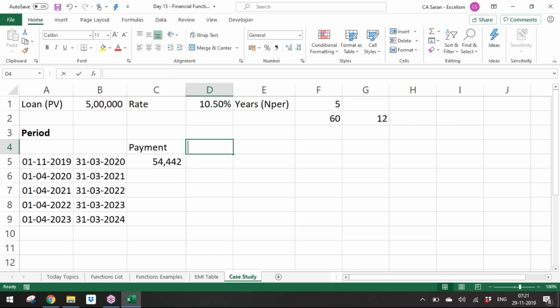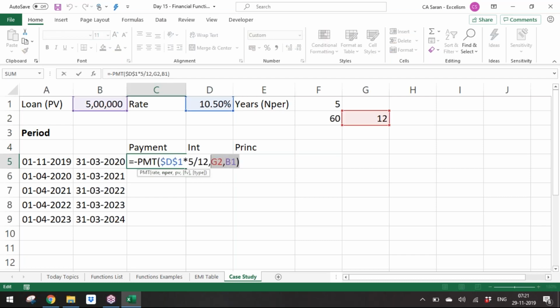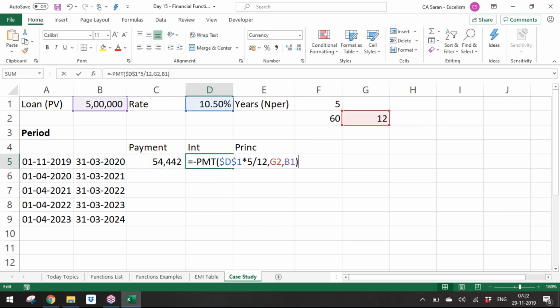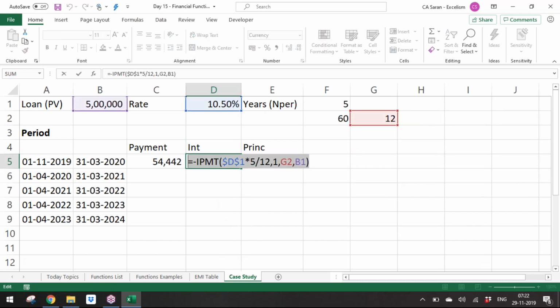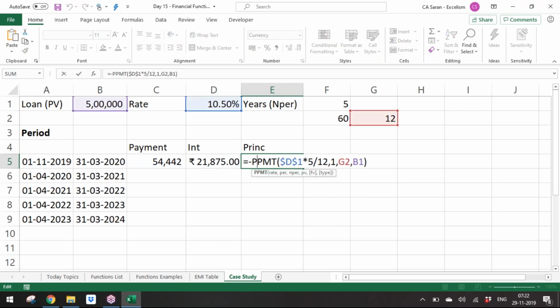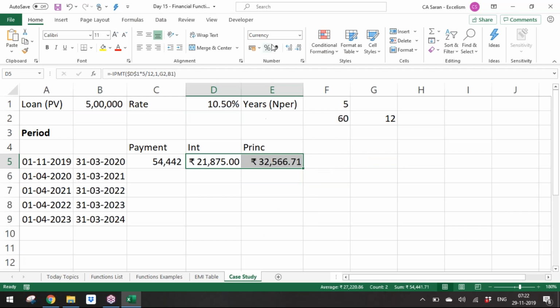Now in this, I'll calculate the interest portion and the principal portion. What is the interest portion out of this? Exactly the same. Control C and Control V. Now IPMT I'll calculate, but the extra argument I'm going to keep is the period. I want the first period, right? Exactly the same thing I'm going to do for the principal, so I'll put PPMT. These two put together, let me have a very quick check.